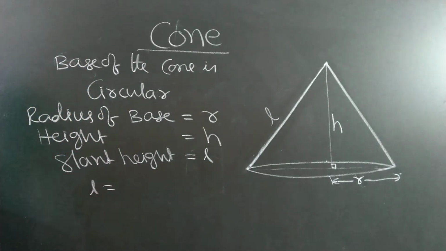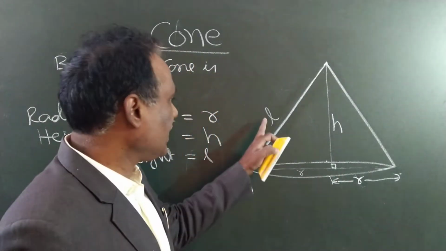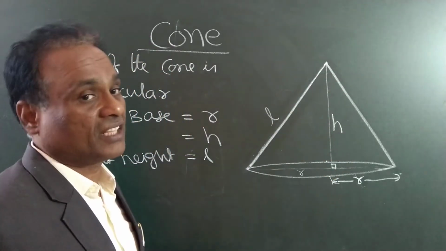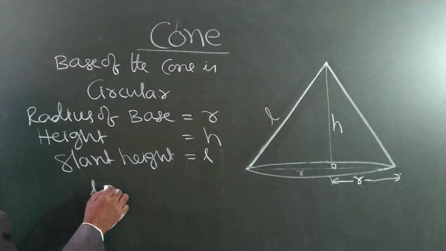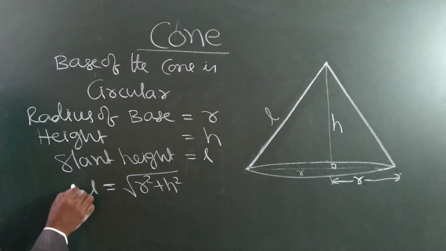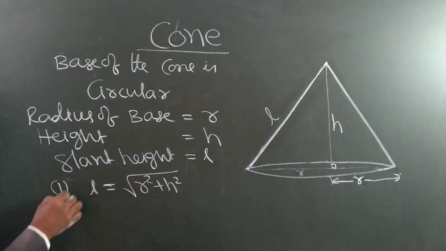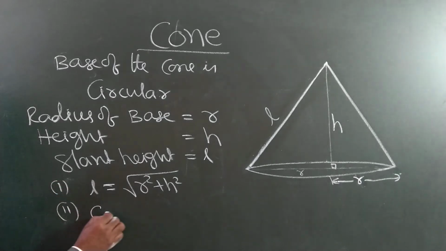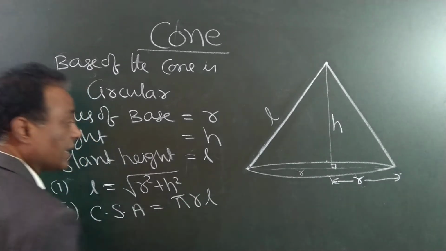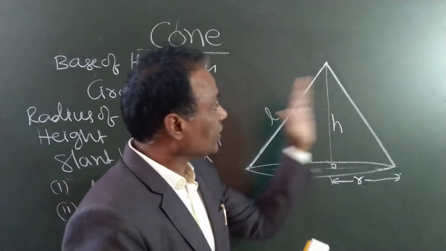And L comes from the Pythagoras theorem: L square is equal to R square plus H square. You will study that in geometry, but just remember the formula. L is equal to root of R square plus H square. Remember this formula. That is the first formula. The second formula is the curved surface area formula, pi into R into L. Remember this formula for the curved surface area of the cone.